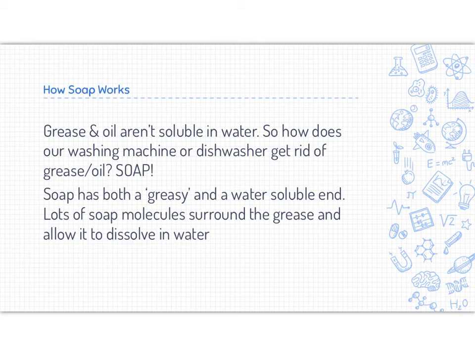So, some things don't dissolve in water. They were said to be insoluble. Grease and oil aren't soluble in water. They're insoluble in water. Sorry, I want to enunciate that for you. So how does our washing machine or dishwasher get rid of grease and oil? Well, we have to use soap. Soap has both a greasy and a water-soluble end. So lots of soap molecules surround the grease and allow it to dissolve in water.